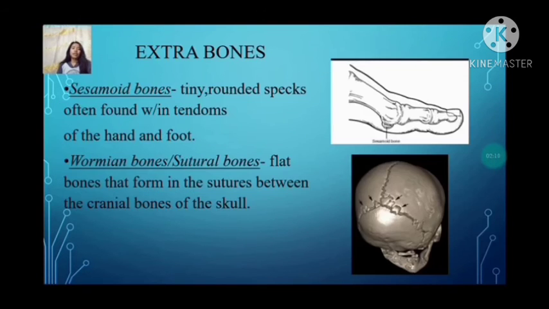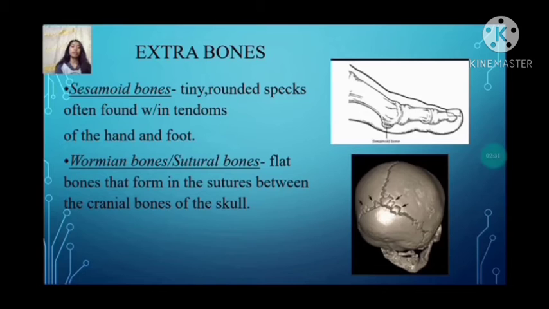Now we will discuss the extra bones. Some people have more bones, but each person has different types, locations, and numbers of extra bones. We have two types of extra bones: sesamoid bones and Wormian bones, also called sutural bones.